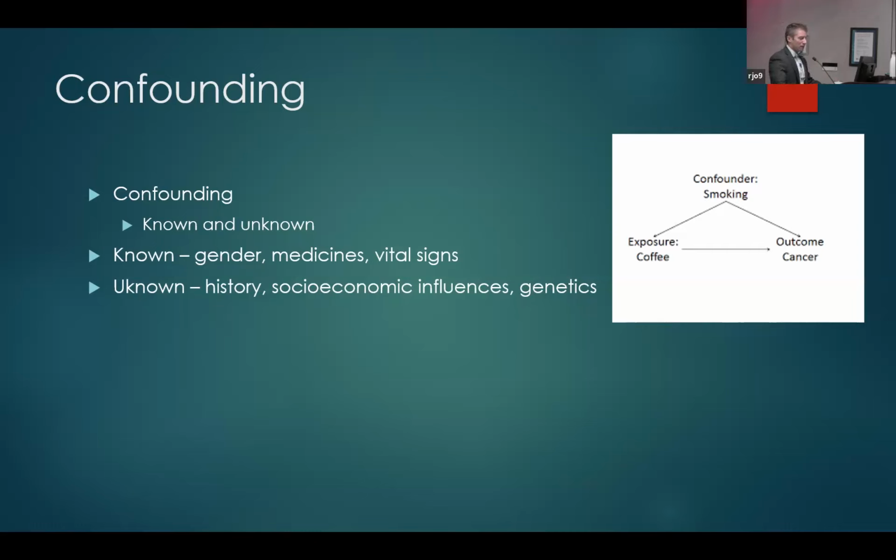Genetics is another one. But when you randomize people, you balance those, right? They're not eliminated, but you assume if you have a large enough study and randomize well, that those different factors are going to be balanced and therefore will not influence your result. All right, so that's confounding.